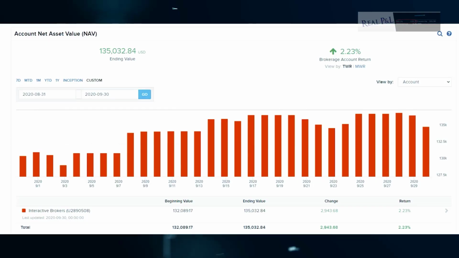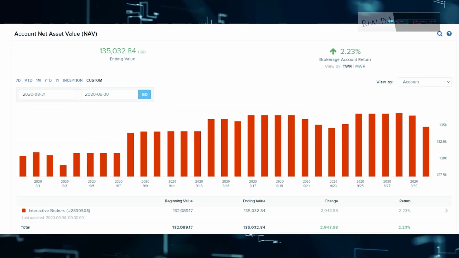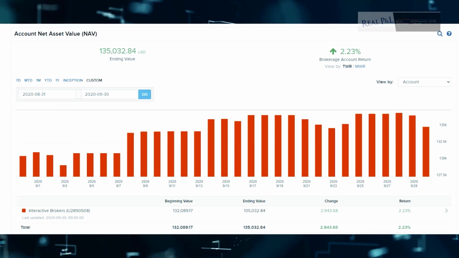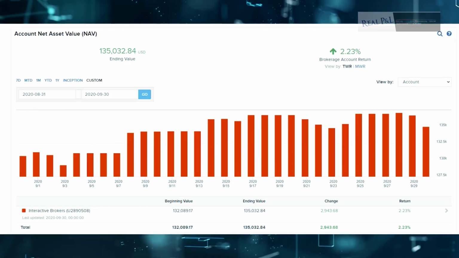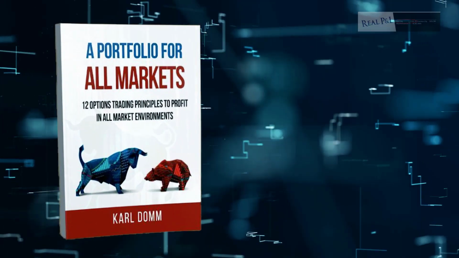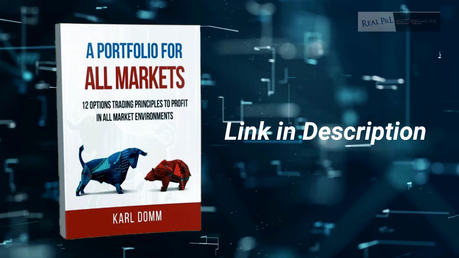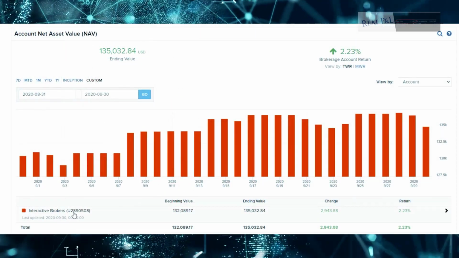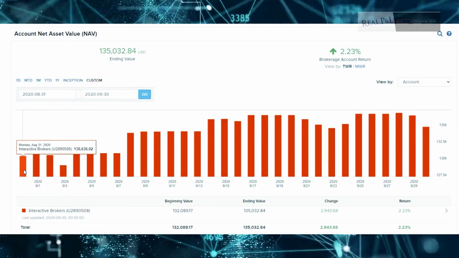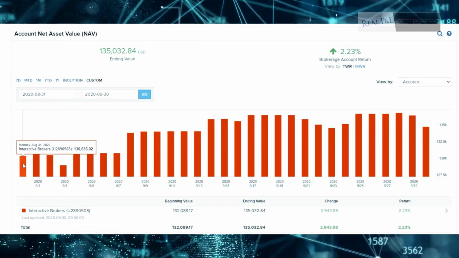Now I'm going to go over my larger account. This account has portfolio margin, allowing me to trade with more leverage in order to take advantage of certain trade structures. And you can get more information on how I trade this account by reading my book, A Portfolio for All Markets.